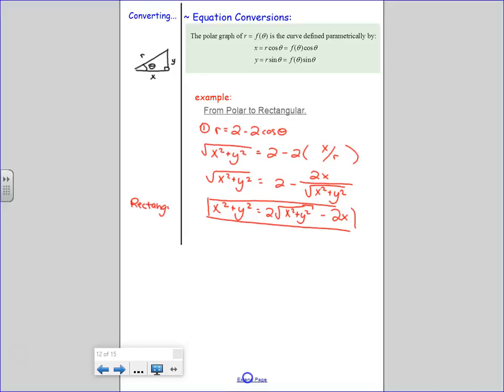How could you define it, instead of from polar to rectangular, how could you define it from polar to parametric? I don't remember what parametric is. Parametric, x is separate from y. Oh, it's split up.